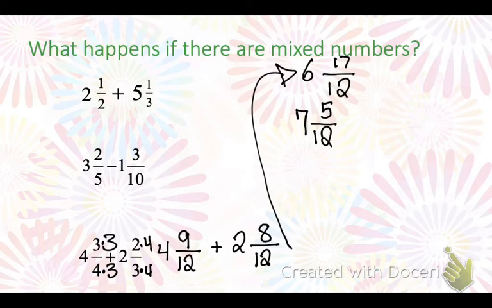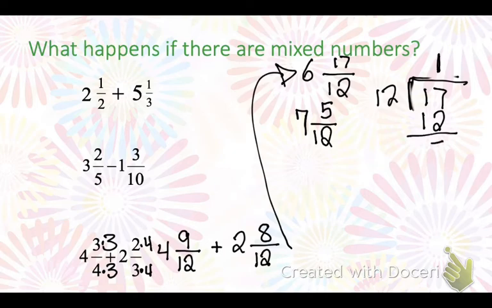If that is confusing for you to do in your head, okay, you can do the long division. 17 divided by 12. Twelve goes into 17 one whole time. 1 times 12 is 12. Subtract and get 5. So I just did the same thing. And I kind of go in this way. So 1 whole gets added to the 6, and then 5/12 is my answer.